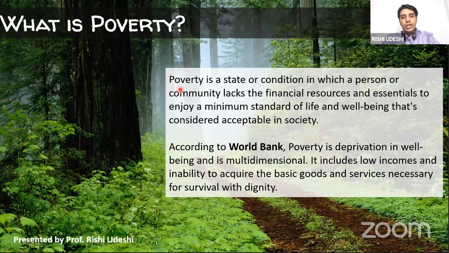Poverty is a state or a condition in which a person or a community lacks the financial resources and essentials to enjoy a minimum standard of life and well-being that is considered acceptable in the society.